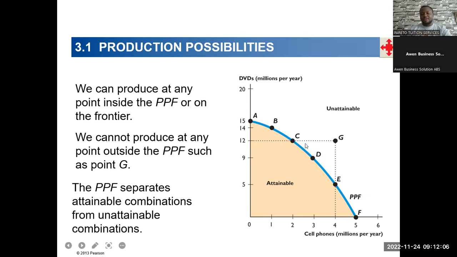So we see the PPF, we see this line as our production limit. We don't go beyond it unless we experience economic growth. So the PPF is showing us attainable combinations of the goods and unattainable combinations of the goods. Any point outside the PPF is unattainable. A point inside or on the PPF is attainable. Are we together? Okay. All right. So that is for attainable and unattainable.